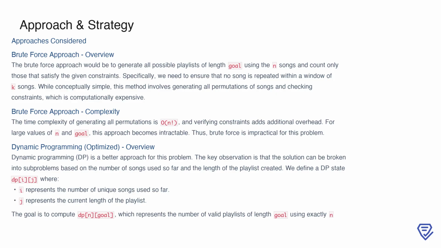Instead, we turn to dynamic programming, which is far more efficient. By breaking the problem into subproblems, we can define a state dp[i][j], where i represents the number of unique songs used so far, and j represents the current length of the playlist. Ultimately, our goal is to compute dp[n][goal], which gives the total number of valid playlists of length goal using exactly n unique songs.